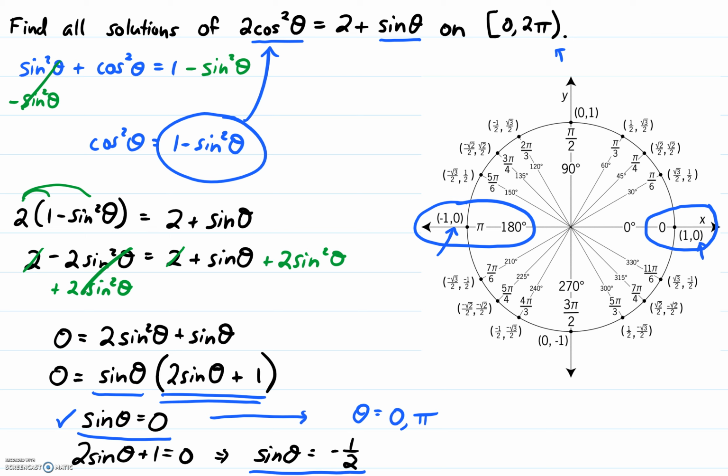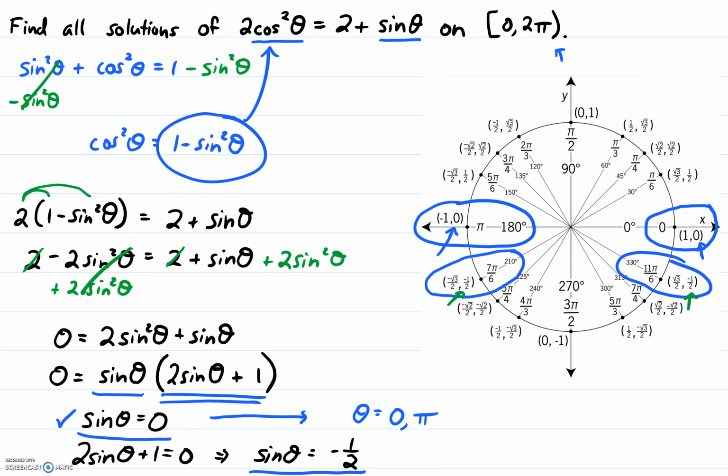So now let's look at sine theta is equal to negative 1/2. So again, what we want to do is we just want to skim around this unit circle. We want to find all the places where we have a y value equal to negative 1/2. And that's going to happen, first of all, right here at 7 pi over 6. Here's our y value of negative 1/2. And it's also going to happen over here at 11 pi over 6. Again, y value of negative 1/2. And so we have two more solutions.